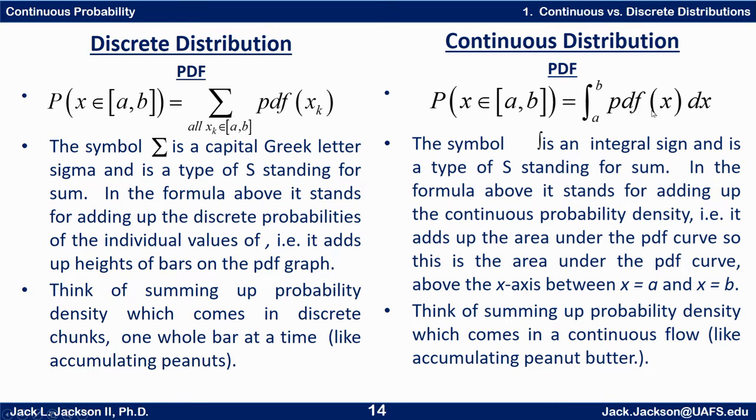In this version of what we're looking at, we're going to think of this dx as basically notational, telling us that x is the variable, and we're just summing up this probability density. Again, you want to think of summing up the probability density, but this time the density comes in some kind of continuous flow, like accumulating peanut butter. It's spread out, and you're accumulating it in a continuous flow. So in the discrete case, it's like picking up peanuts one at a time. In the continuous case, it's like picking up peanut butter that's coming in a flow. But notice the notation here is this long skinny S, which is called an integral sign. That's for summing it up.